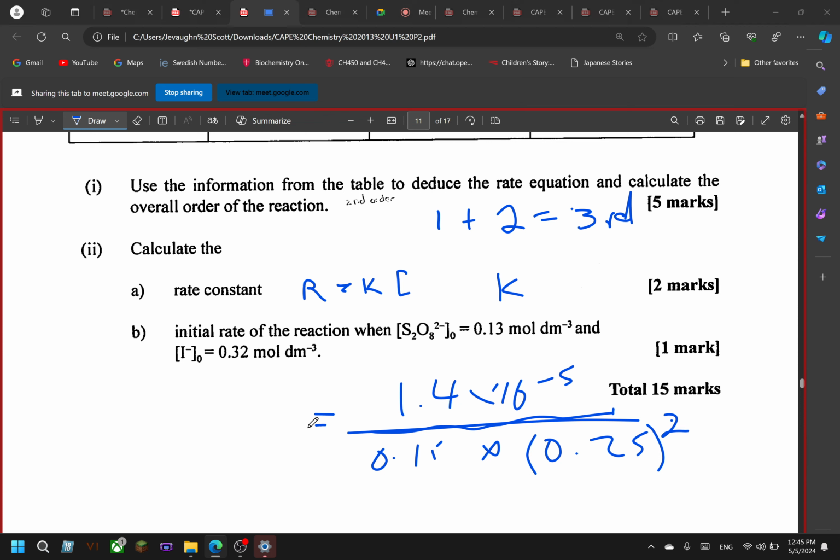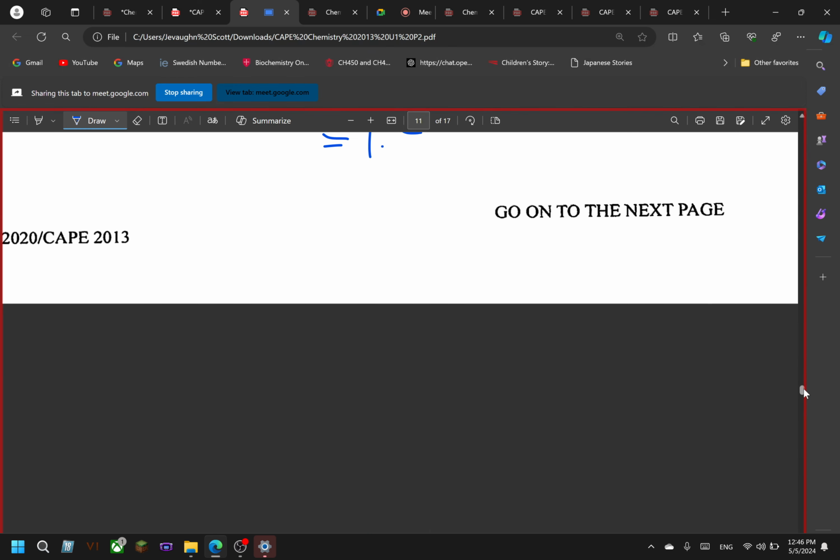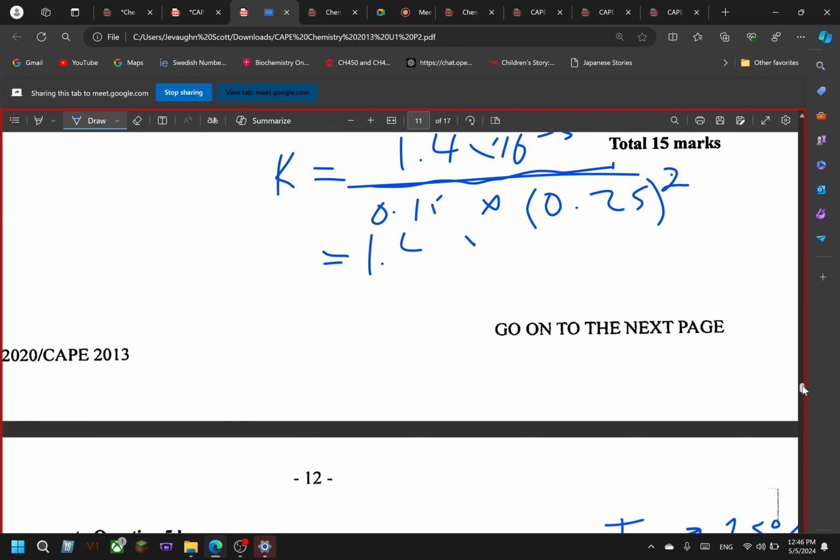So this is equal to K, and K is equal to that, which is equal to 1.49 times 10 to the power of negative 3. Sir, can you go back up to the table, please? Give me one moment.